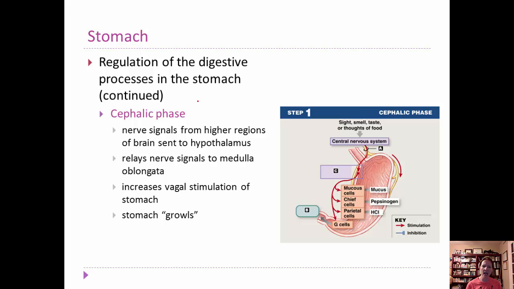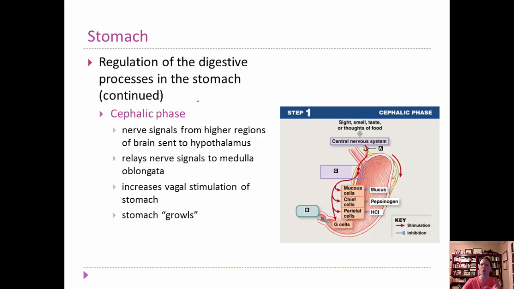But another thing that's going to happen is it's also going to increase these secretions right here. So it stimulates secretory activity. It stimulates the mucus glands or the mucus cells. It stimulates the chief cells, the parietal cells, and we'll talk about the G cells here in a minute. But what it's doing is it's going to secrete gastric juice. It's preparing the stomach. It's like, ooh, yeah, we smell food. We're about to eat. I'm getting ready for it.